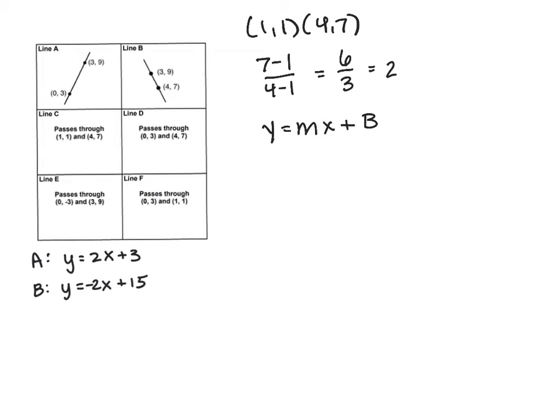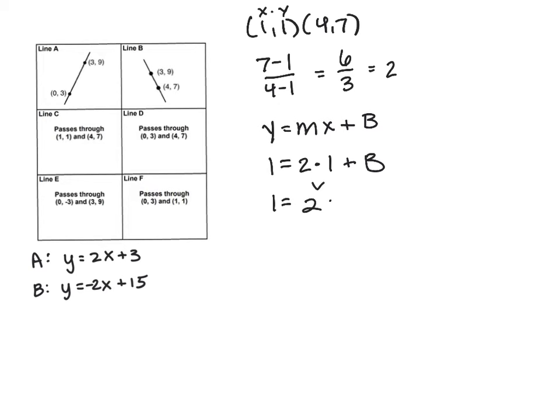Let's simplify it this way. And I'm going to use the first point. So this is my x, and this is my y. So instead of y, we have 1. Instead of m, we have 2. Instead of x, I have 1, plus b.